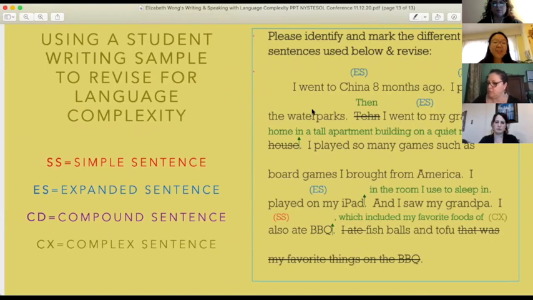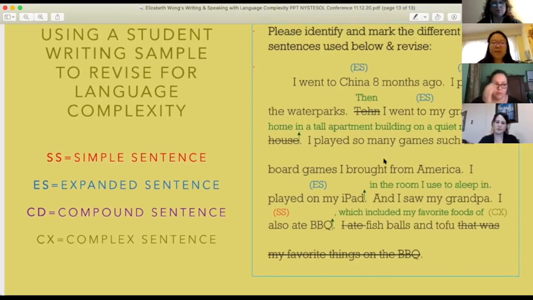I played at the water parks. At the water parks tells us where. It's a prepositional phrase, so it's another expanded sentence. And you'll see that there aren't very many complex sentences.